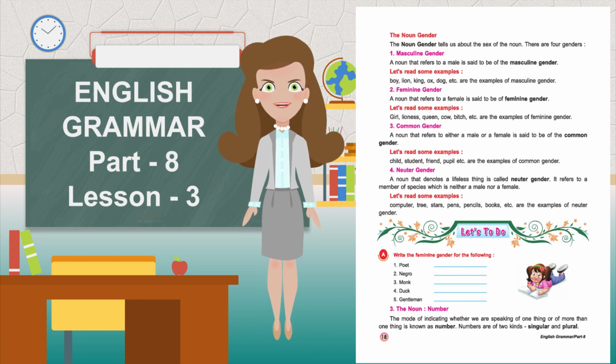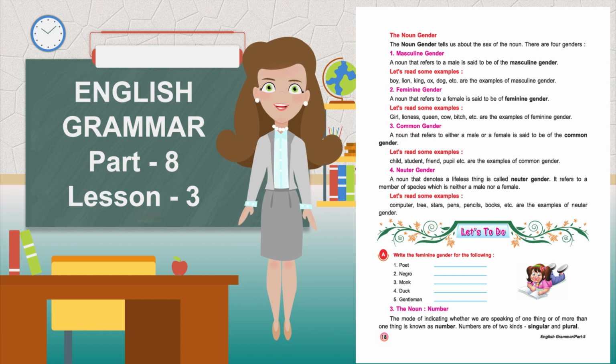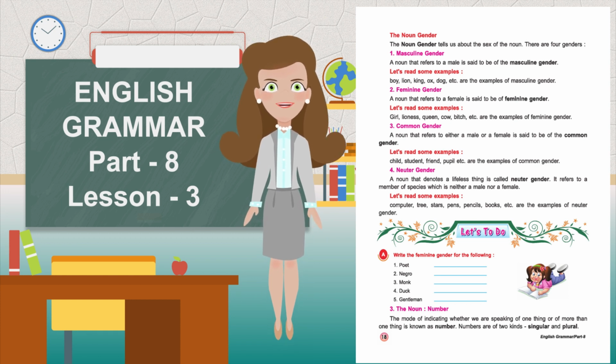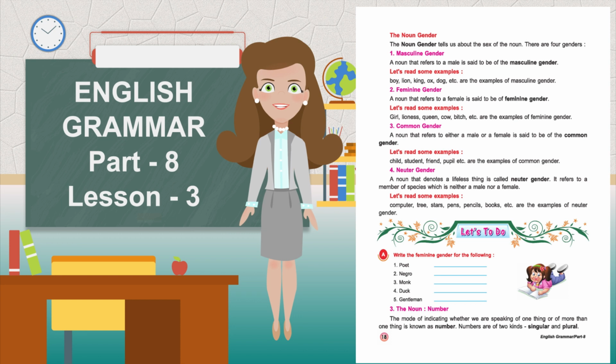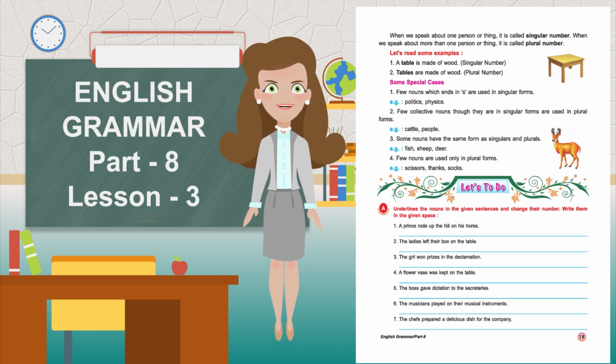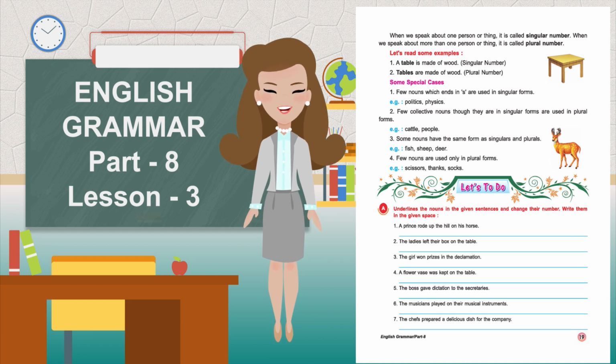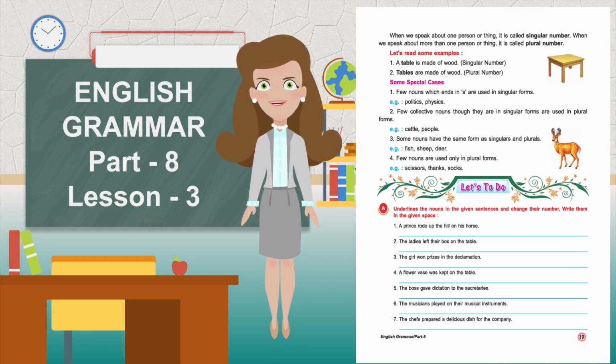Third, the noun number. The mode of indicating whether we are speaking of one thing or of more than one thing is known as number. Numbers are of two kinds, singular and plural. When we speak about one person or thing, it is called singular number. When we speak about more than one person or thing, it is called plural number.